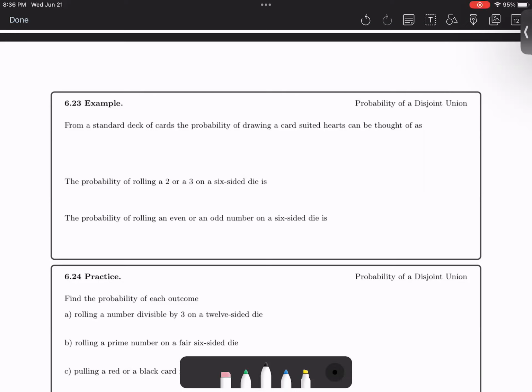Now let's remind ourselves of what the equation says. The probability of A or B is the probability of A plus the probability of B if it's a disjoint union. So if A and B don't have any overlap. Let's work through here. The first question, from a standard deck of cards, the probability of drawing a card suited hearts can be thought of as a disjoint union.